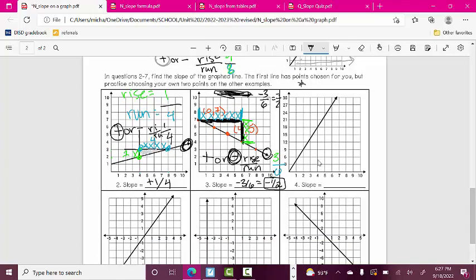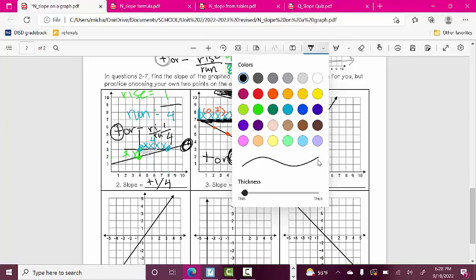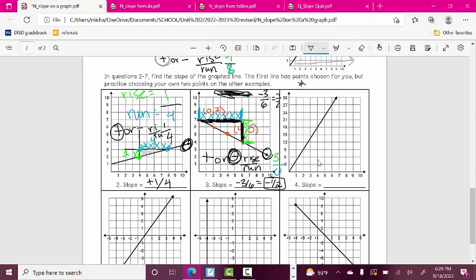Looking at the next one, we have to be really careful with graphs that have scales. So what I notice about this graph is that when we're going up and down, it's not counting by 1s, it's counting by 3s. So that's going to heavily affect our rise when we count up and down, because now going up 1 box isn't going up 1, it's going up 3.